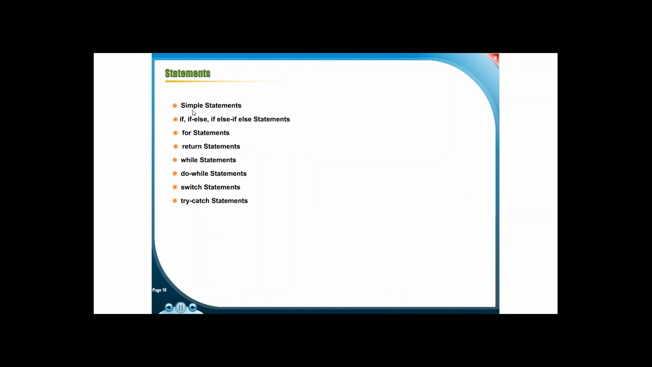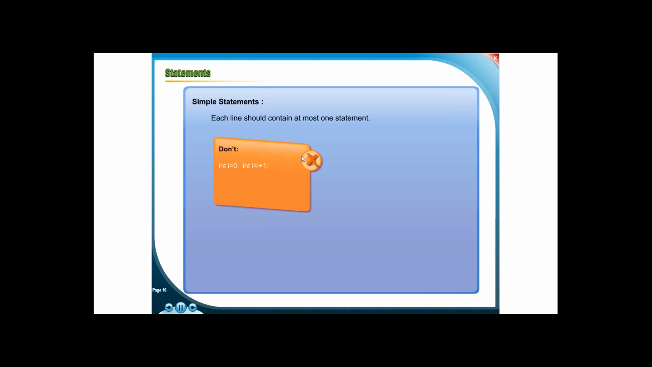So statements. These are the control structures: simple statement, if statement, for statement, return, while, do while, switch, try catch. All these are statements. In statements, each line should contain at most one statement only. And you can see here, in this line, two statements are written: int i equals 0 semicolon and int i equals i plus 1. Instead, go with two separate lines.